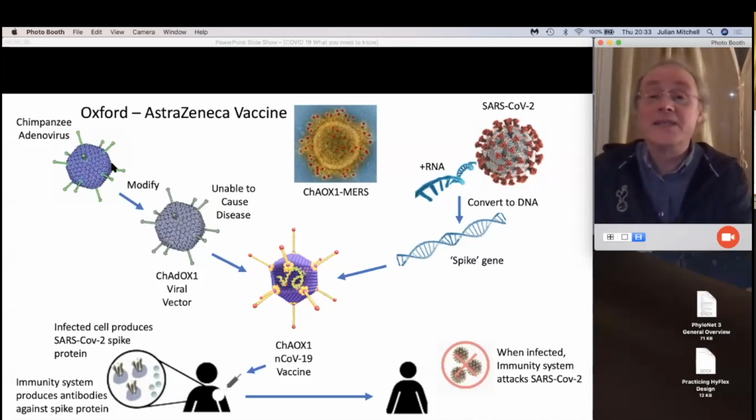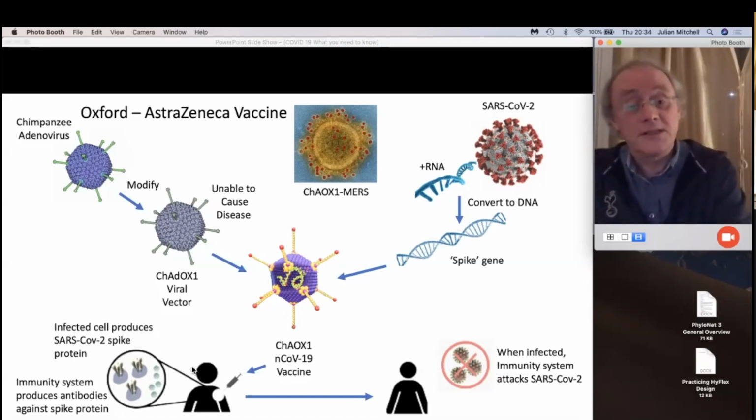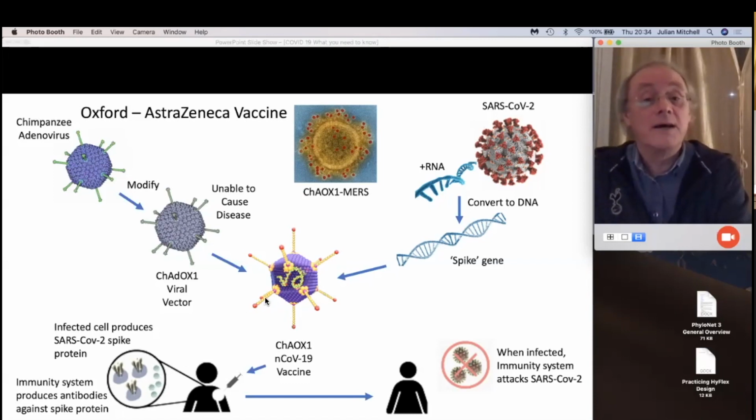Okay, so what's happened there is that we've taken the chimpanzee adenovirus, we've modified it so that it can't cause an infection, can't cause a cold, and then what we've done is we've taken the RNA from the SARS-CoV-2, we've converted it into DNA, and we've cut out the spike gene, or part of the spike gene, and spliced that into the genome of the virus, so that when we grow that in the lab, the spike protein that's produced in this adenovirus is the SARS-CoV-2 spike protein. This then becomes the vaccine. That then gets injected into patients who then have an immunological reaction to it, but because their immunological reaction is going to be against the spike protein.